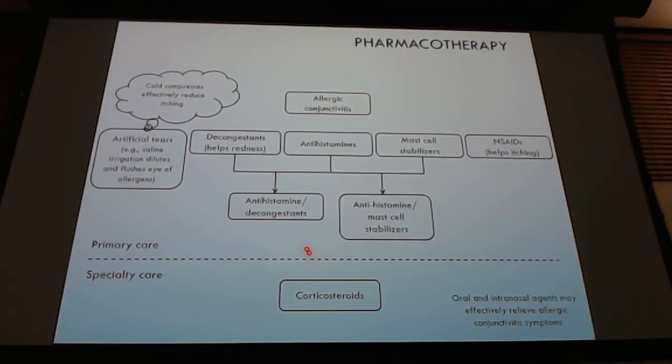You see that again, you can use your antihistamine decongestants or your antihistamine with your mast cell stabilizers. And then if it gets really, really bad, you refer them, and they will be put on steroids, and monitored on those steroids. So just understand if it progresses to this point, that's usually not going to be you when we're talking about the eye.